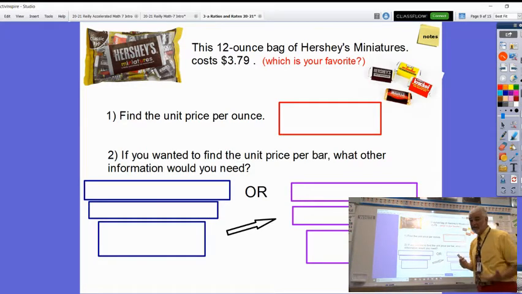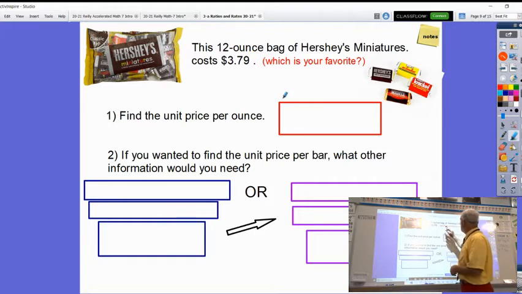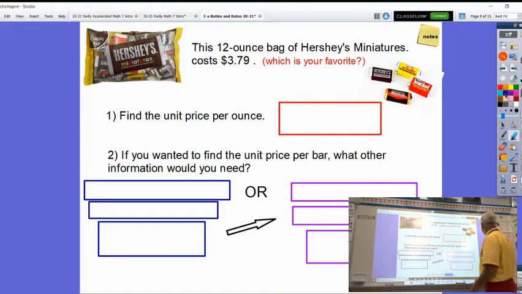I love me some Hershey's miniatures. Krackel is my favorite, but Mr. Goodbar is also excellent. Okay, so there's a 12-ounce bag of Hershey's miniatures. It costs $3.79. Which one is your favorite? I've got to go with Mr. Goodbar. Let me say that's my favorite. That's just me.